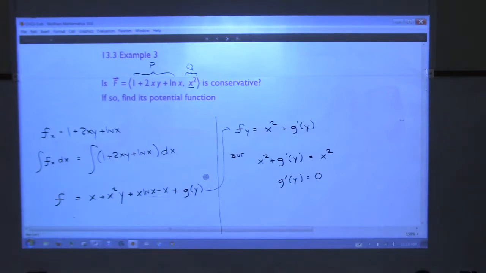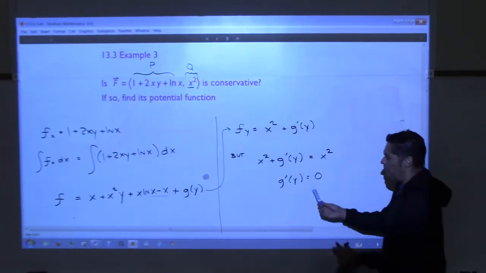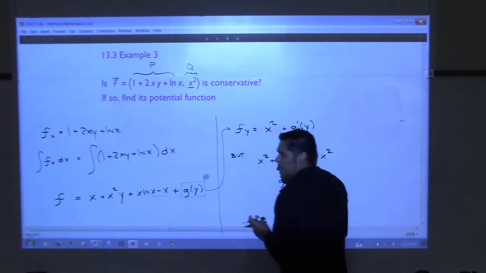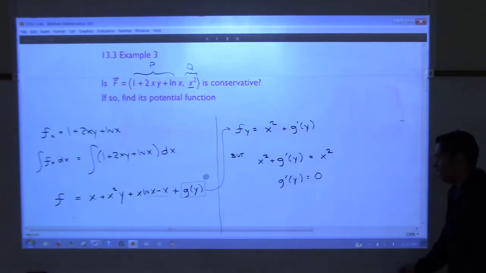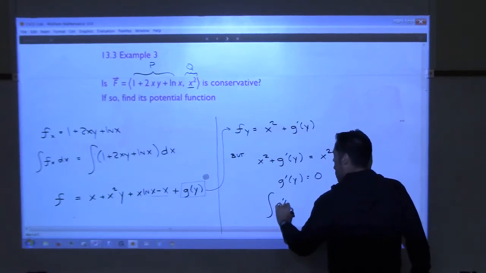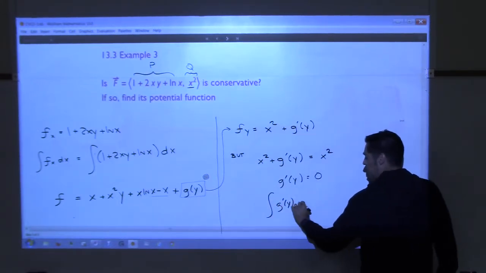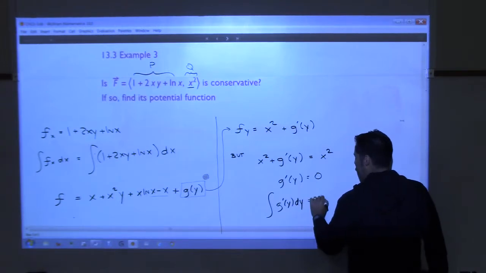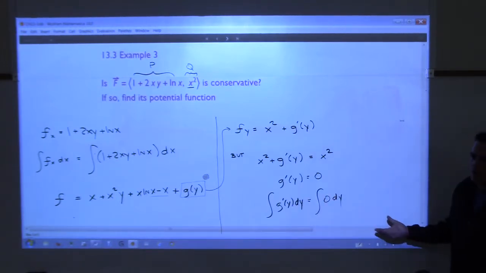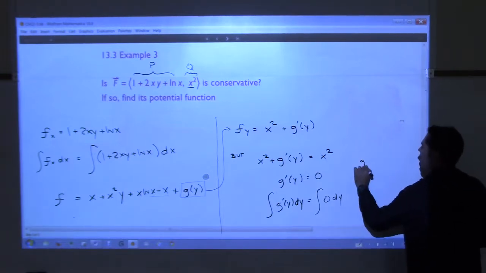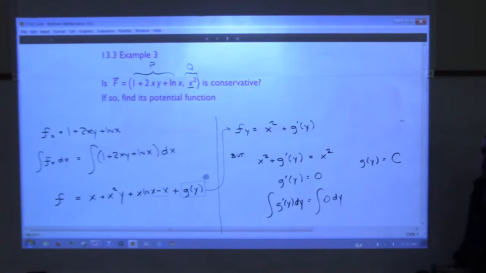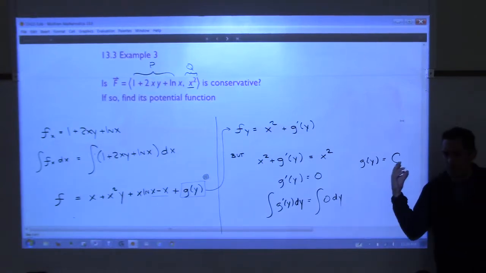And now, what were we trying to find? We weren't trying to find what g prime was. We were actually trying to find what g was, right? So what would g be? You integrate, right? You can integrate g prime y with respect to y and integrate 0 with respect to y. And I hope that's obvious that that means g of y must be a constant. The antiderivative of 0 is a constant.